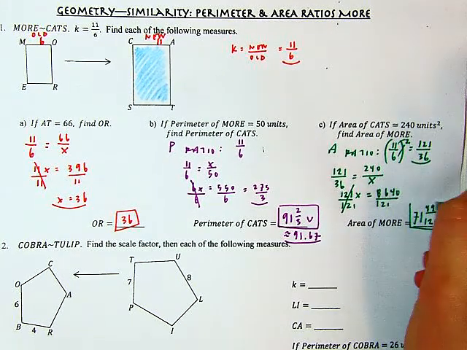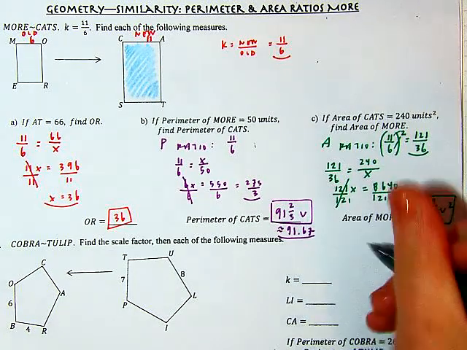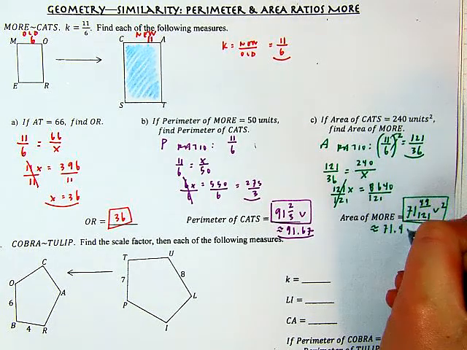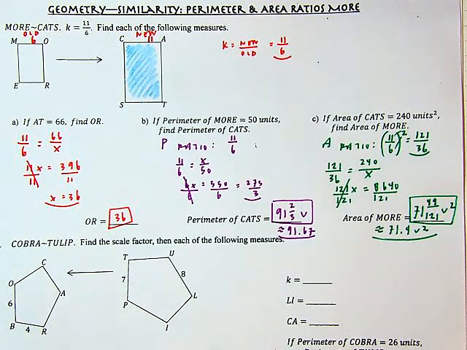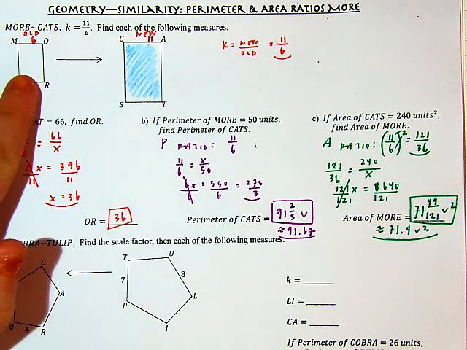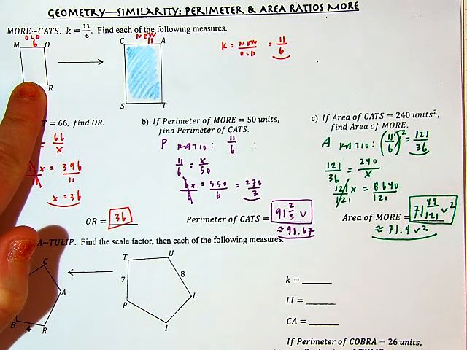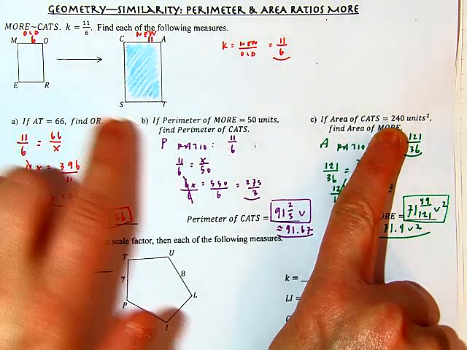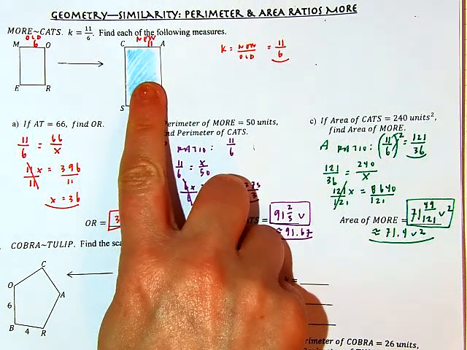So I'll take it as a reduced fraction, mixed or improper. If you gave it to me as a decimal approximation, that would be 71.4 square units. So build a proportion, be consistent in how you read it from figure to figure, or apply it as a multiplier. So if I know the area of more right here is 240, and I know that my area ratio is 121:36, I could take that 240 and I could multiply it. So let me see, which one did I give you? I gave you this one. Okay, so this was 240.